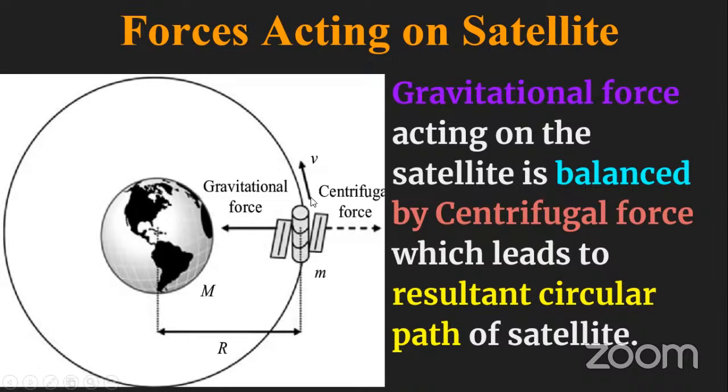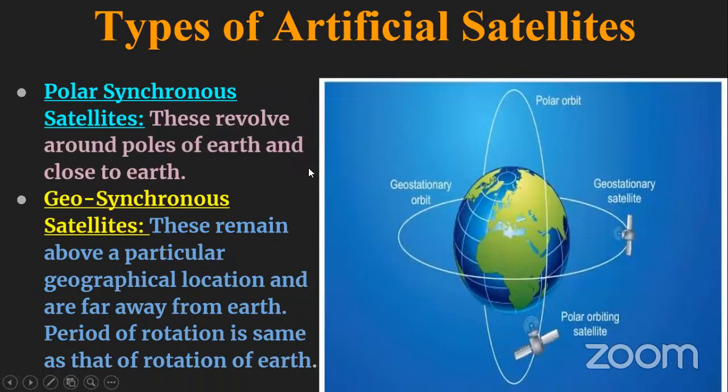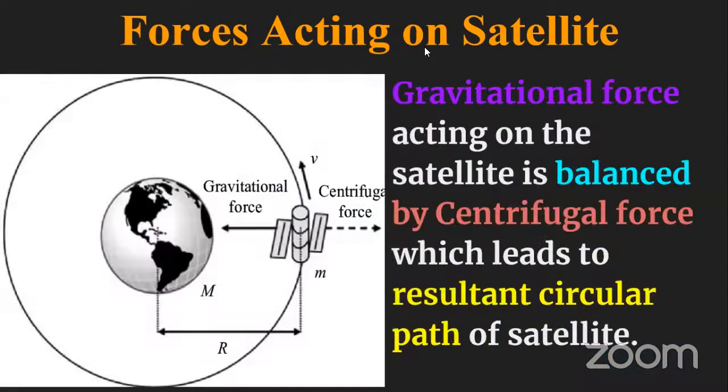Okay. Now, if I want to find out velocity at any point, what we do is we draw a tangent at that particular point. That gives me the direction of velocity. So this is what I've shown over here. At any particular point on the circle, if I draw a tangent, I get the direction of velocity.